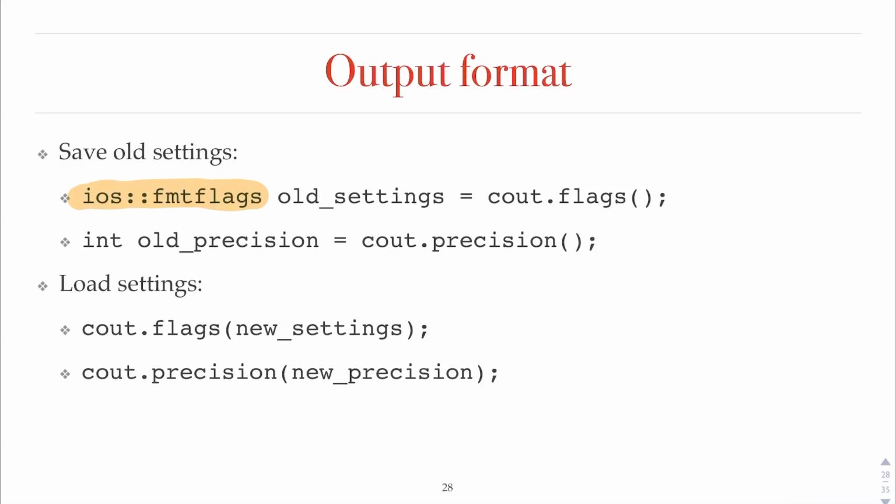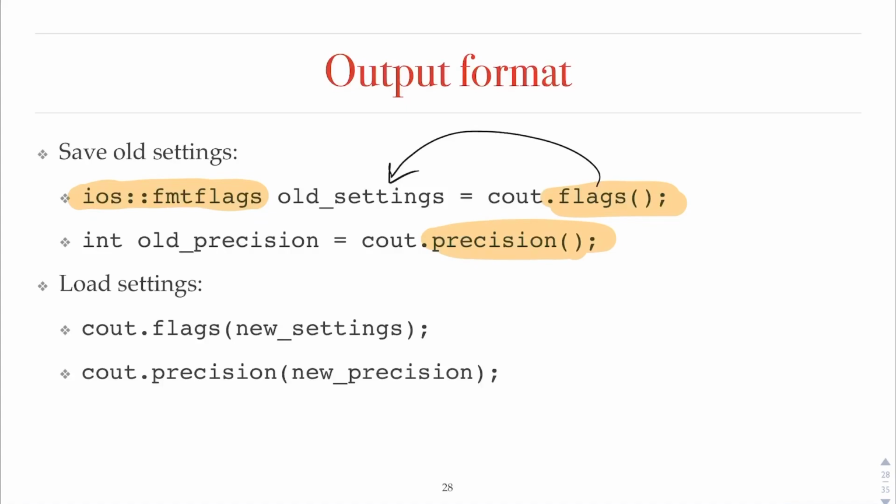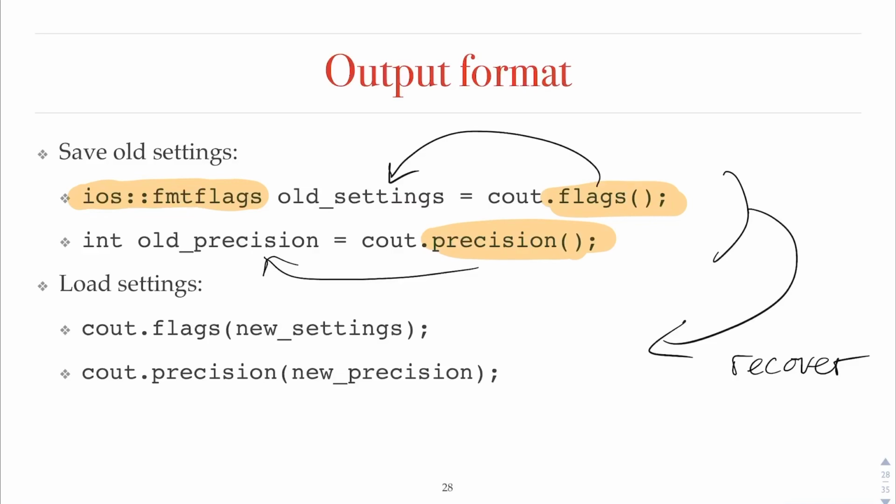Like the formatting flag, which is a data type that is defined to save some setting. In order to get the old setting, you call the method flags here, and this statement will take the old flags you have and put them into a variable, right? You can also get the precision here, okay, and store it into a variable in order to save it and recover it later using this one. So you save it here, you can recover it this way. Okay, quite simple. Just replace the new setting here by the old setting and replace the new precision by the old precision, and you can recover your setting if you want to.